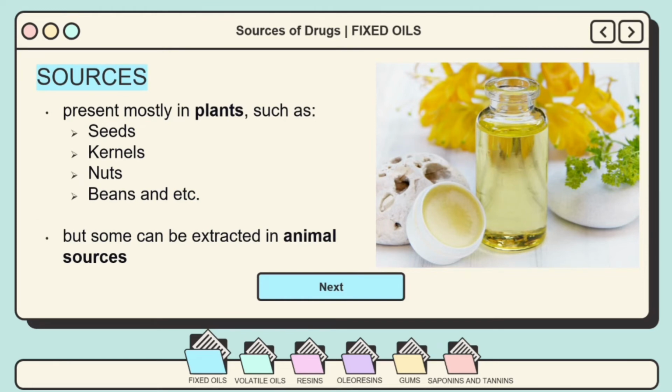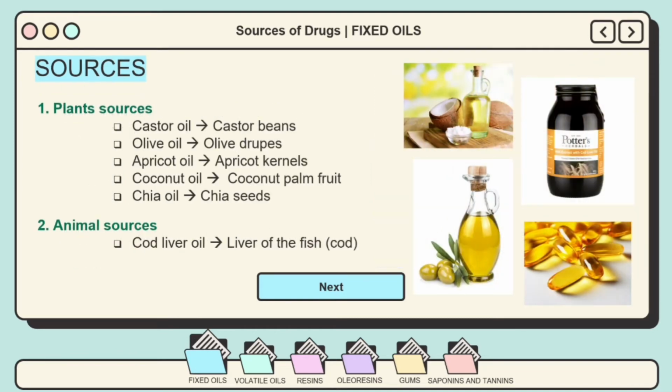Sources of fixed oils. This type of oil is mostly present in plants, such as seeds, nuts, and kernels, but it can also be extracted from different animal sources. Examples of these plant sources are castor beans that produce castor oil, olive drupes that make olive oil, apricot kernels to apricot oil, and more. While animal sources such as fish liver make cod liver oil.